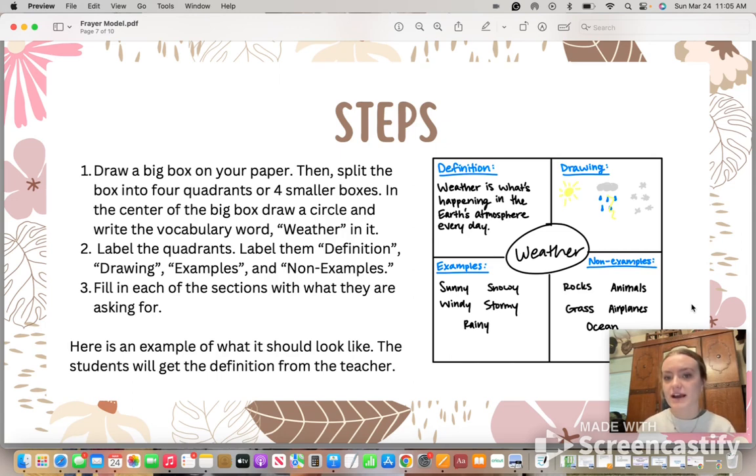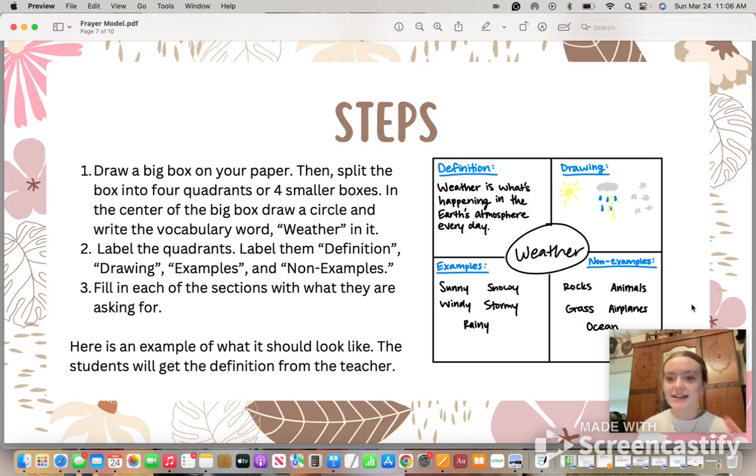First you'll have the students write the definition, which is given to them by you, the teacher. In this case, weather is what's happening in the Earth's atmosphere every day, which is a proper definition for first grade. Then you would have them do a drawing. So I did sunny, I did thunderstorms, which is basically when it's stormy, and then I did snow.